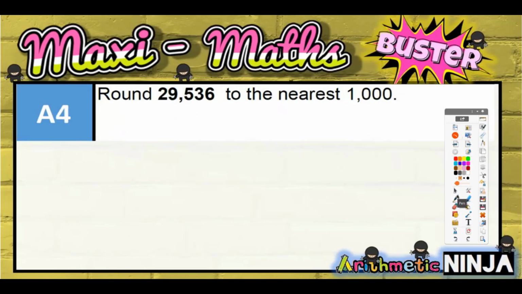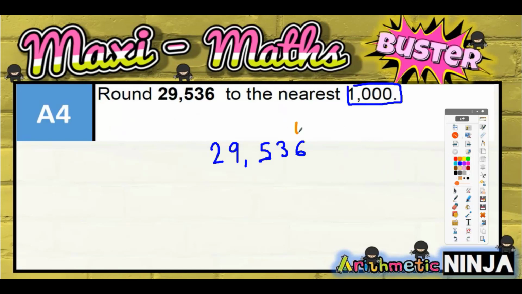Question 4, round 29,536 to the nearest 1,000. So what I always do here is I encourage people to circle the digit which we're talking about. If we're rounding to the nearest 1,000, we need to circle the thousands digit.